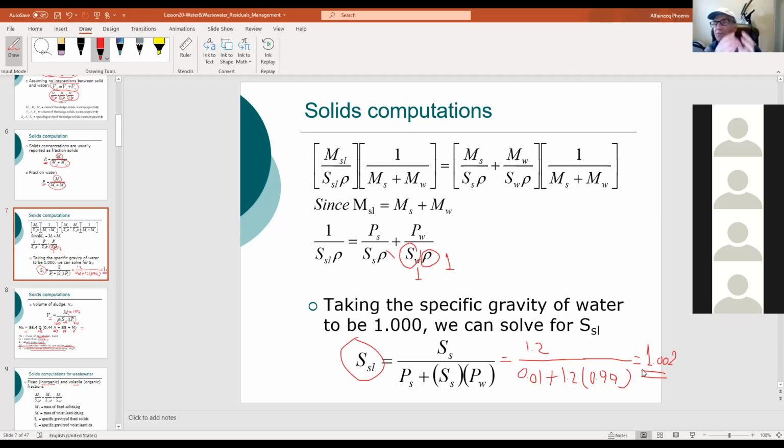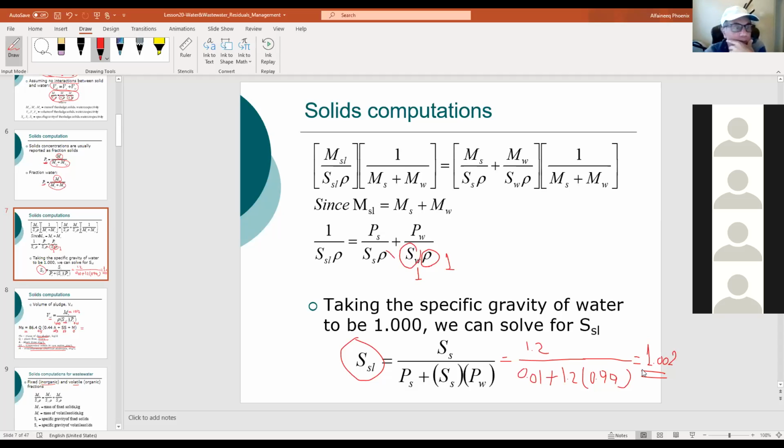See what's the difference? It's actually the sludge, mainly water. And this is why you see that the specific gravity of the sludge is almost 1. Well, a little bit more than 1, right? Because it has some solids in it, but it's very close.